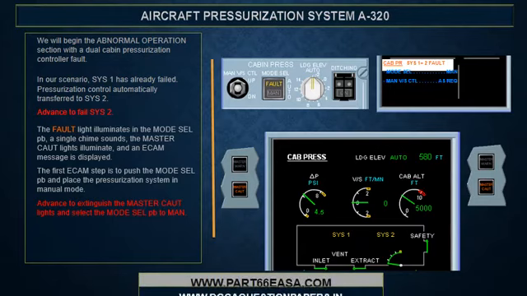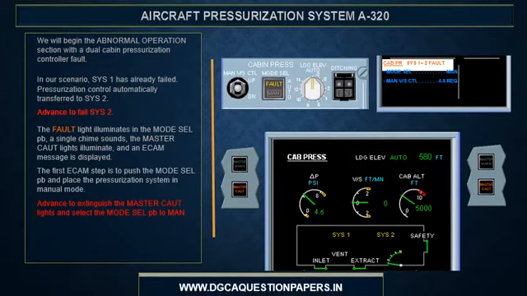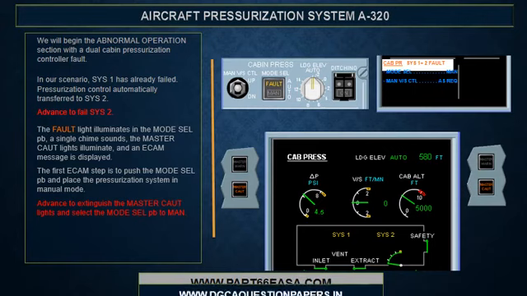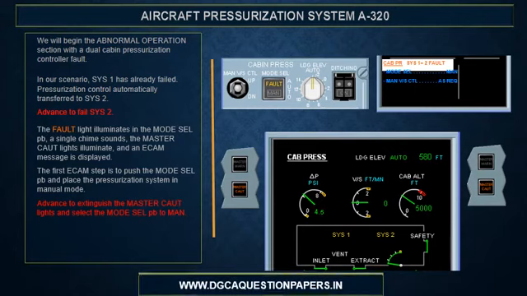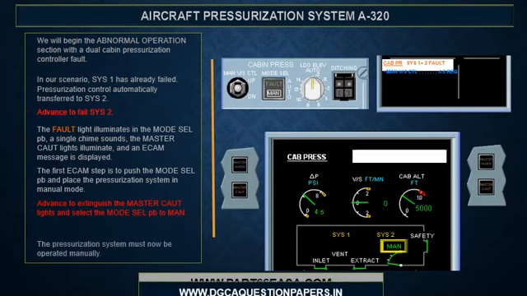The first ECAM step is to push the Mode Select push button and place the pressurization system in manual mode. Advance to extinguish the master caution lights and select the Mode Select push button to manual. The pressurization system must now be operated manually.